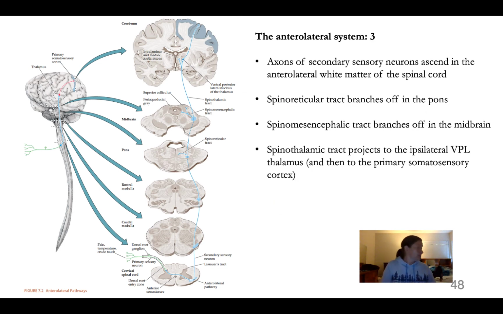The axons of those second order sensory neurons ascend in the anterolateral white matter of the spinal cord. The spinal reticular tract exits at the level of the pons. But remember, it's not a branch from here to here. It's axons traveling all the way from spinal cord to reticular nuclei. Spinal mesencephalic tracts, as the name suggests, exit in the midbrain. And the spinal thalamic tract projects primarily to the contralateral VPL thalamus, and then on to the primary somatosensory cortex.